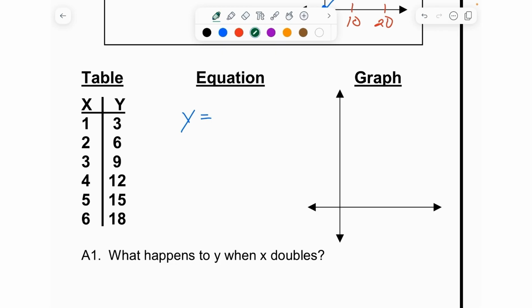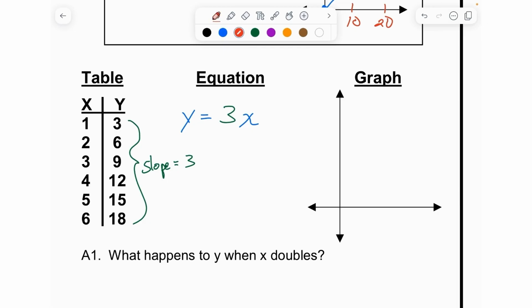If I inspect this table, I see that the numbers are changing by the same amount. They're changing by a slope. You don't have to overthink it. They're just changing each time by 3. And you can see that as you look at any two consecutive y values. Well, that means that my equation can very simply be written as y equals 3x.